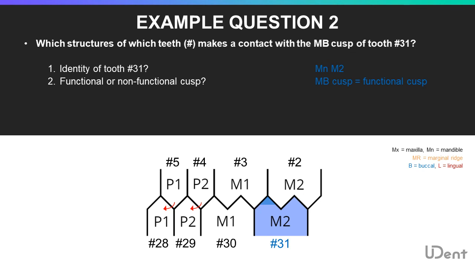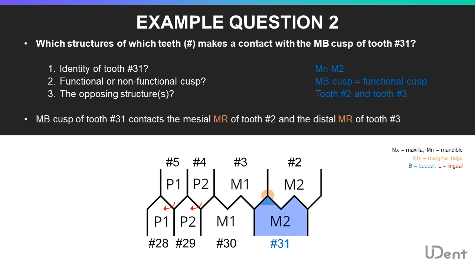2. Is the MB cusp a functional or non-functional cusp? It is a functional cusp. 3. What are the opposing structures of tooth number 31? The opposing structures are tooth number 2 and tooth number 3. Finally, we can conclude that the MB cusp of tooth number 31 contacts the mesial marginal ridge of tooth number 2 and the distal marginal ridge of tooth number 3.